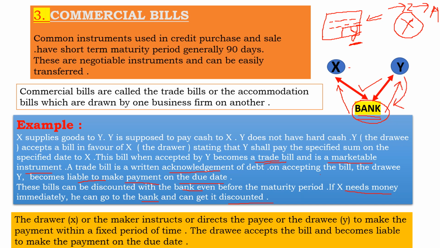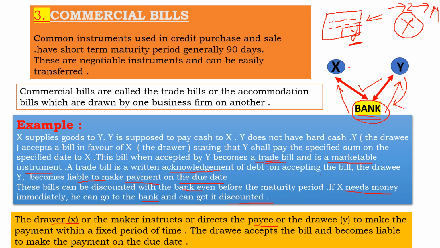So, the bank acts as an intermediary for person X, because X wanted cash, but he did not have to wait for 3 months for the bill to get matured. X will immediately go to the bank. The bank will rediscount the bill. Obviously, the bank will keep a little commission. Got it?